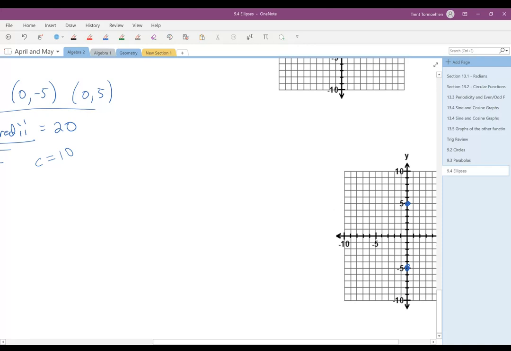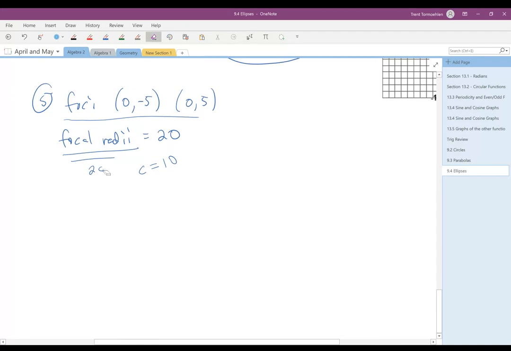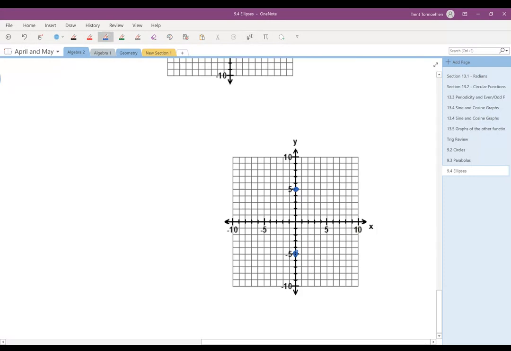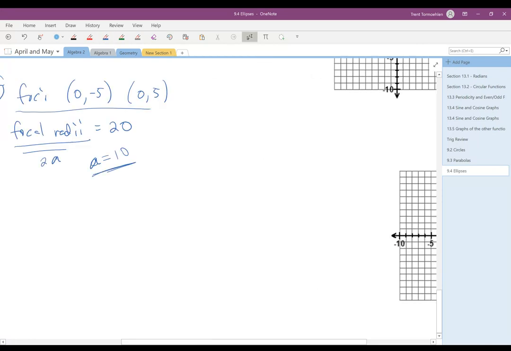Okay. And so actually it's not 2c, it's 2a. Sorry about that. And so a equals 10. And so this is the length of the distance from the center to the endpoint of the major axis. And remember, the major axis is where the foci are. And so our major axis is going to be in the y. And so we know that when we find this equation, it's going to be y squared over 100, because it's y squared over a squared. And so the x squared is going to be over b squared. So we have to find that.